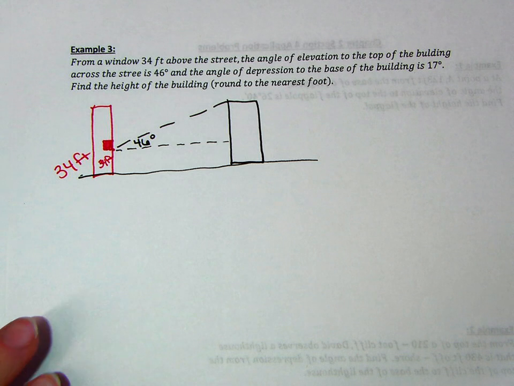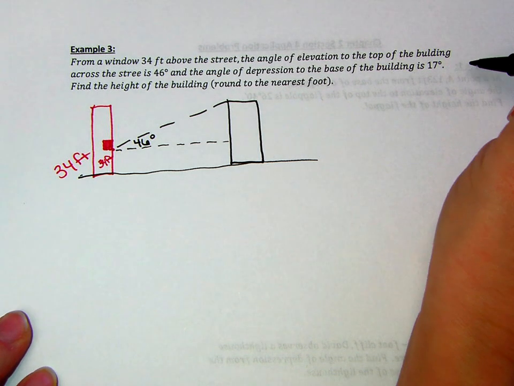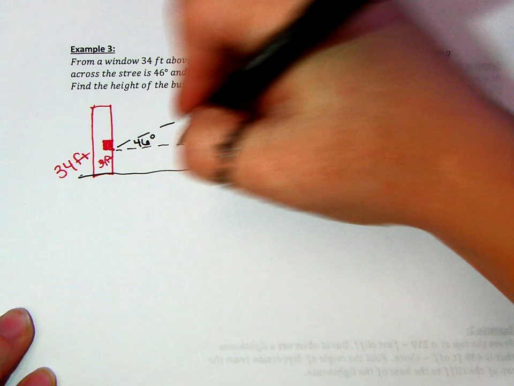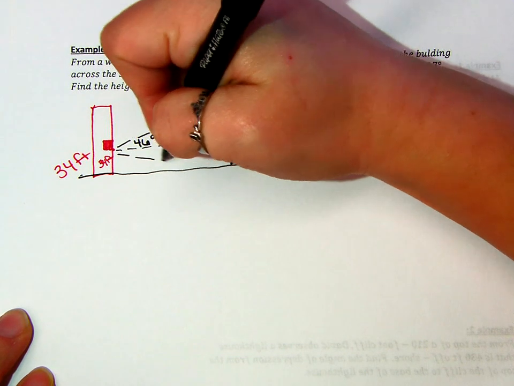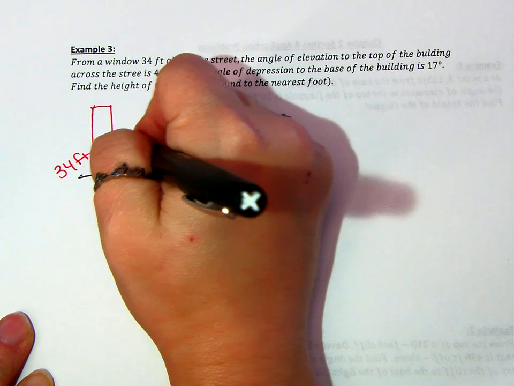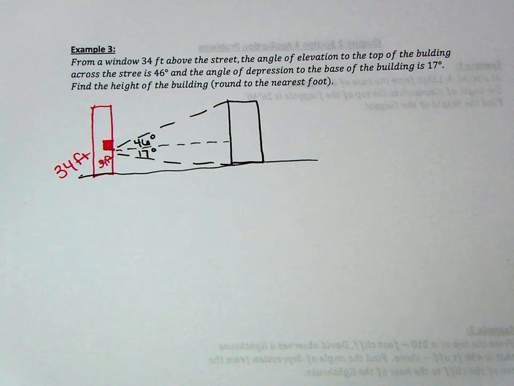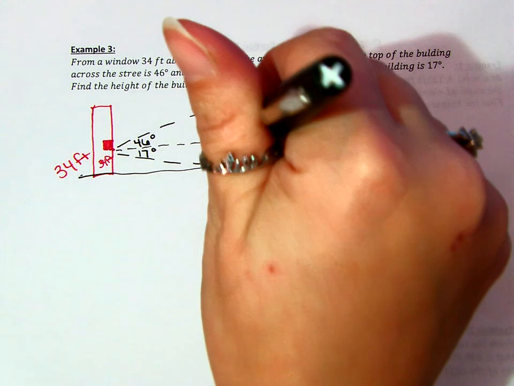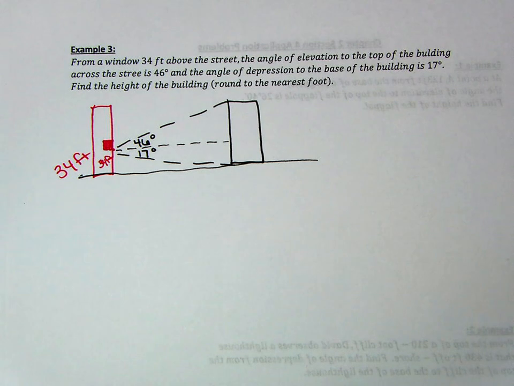Now, it also says that we have an angle of depression from the window to the bottom of this same building over here. So I'm going to draw another, that's my side going down, so I have my angle of depression, and it is 17 degrees. Now it wants us to figure out how tall this black building is over here, based on just this little bit of information.